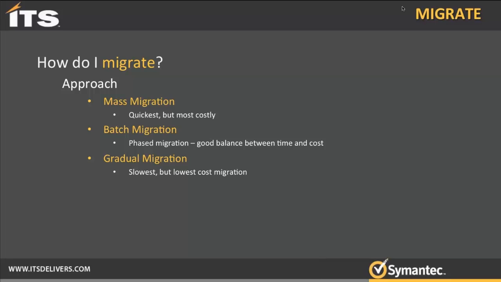The mass migration is going to be highly manageable, but very expensive, and you're going to have a lot of resources that are going to be worked pretty hard in a short amount of time. The batch migration, gradual migrations are what we've seen the most of.